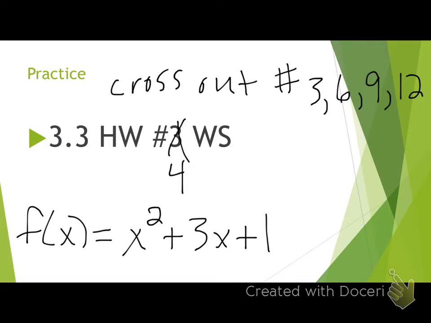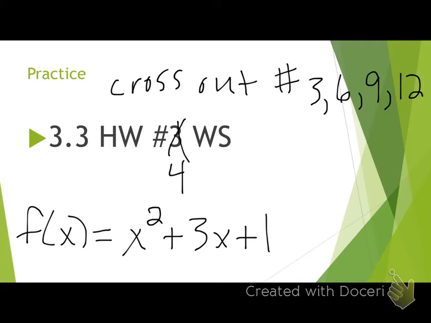Here's our assignment. I'm going to pass it out and then explain some things. Looking at your assignment, you got 12 problems, correct? And this is 3.3 homework number 4, not homework number 3. Since we're not doing multiplication today, cross out numbers 3, 6, 9, and 12. So now you have 8 problems total. Questions about that?